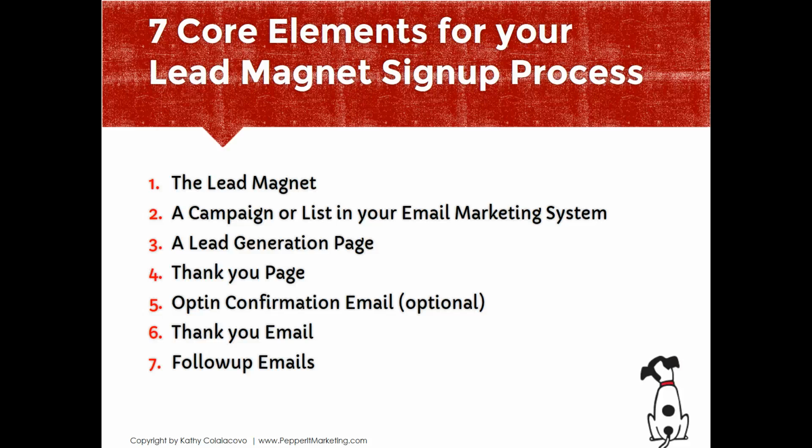Number 5 is your opt-in confirmation email. This will be an email, and in some systems this is optional or not. I do not use it on my system because I like to make sure that we've got people getting their information right away. If they don't confirm and click on those systems that require it, then you actually cannot send them anything. So if that is the case, please make sure that on the thank you page you don't give away that lead magnet until they've confirmed the email.